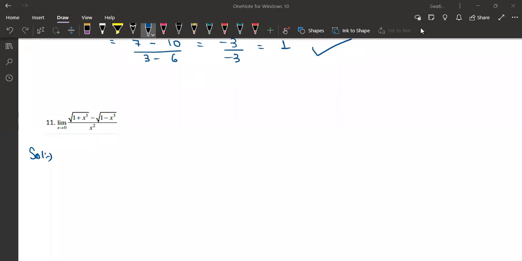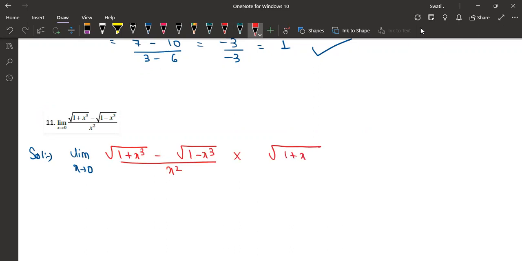In this particular question, again, we can see roots. So of course, we're going to rationalize, but this time we are going to rationalize the numerator. So let's start. Limit x tends to 0, and then we have root over 1 plus x cube minus root over 1 minus x cube upon x square. Rationalizing the numerator means we will write down the same term as it is with the opposite sign. So minus will become plus, and this is root over 1 minus x cube. We will write down the same thing in the denominator. So sometimes we rationalize the numerator and sometimes we rationalize the denominator.